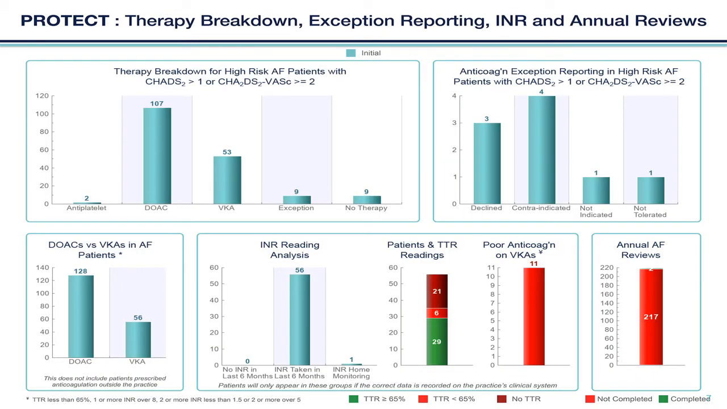This is the therapy breakdown. So again, for that group of AF patients, if they're at high risk, are they on antiplatelet? Are they on a DOAC? Are they on a VKA? Exception coded or no therapy? You can see lots of different analysis. So this is just from lists of patient numbers that we've found within the audit, and then that's been pulled out and analysed by using these reports.